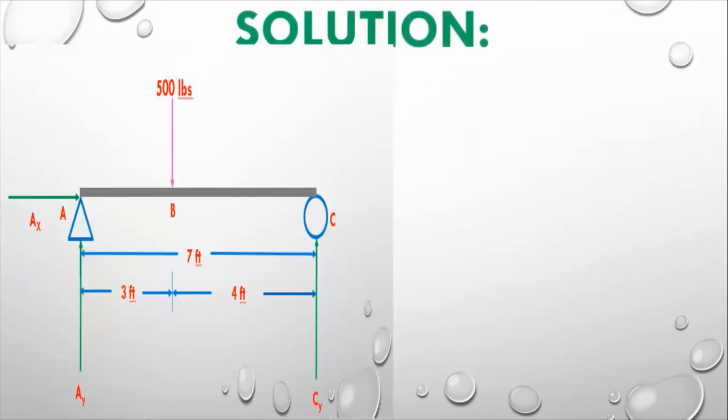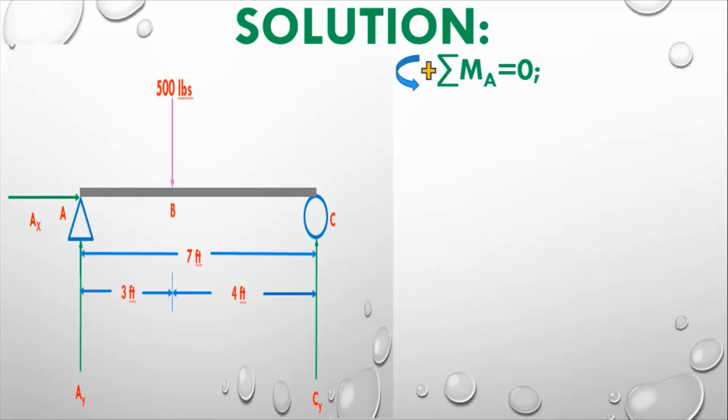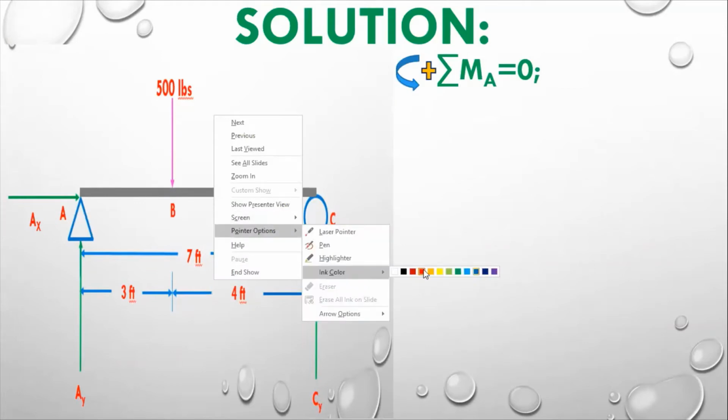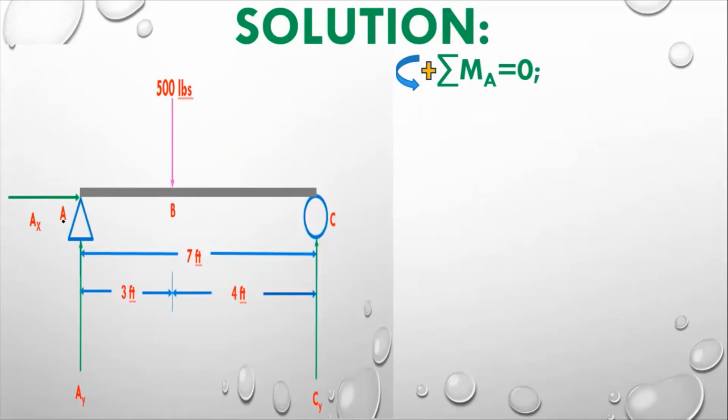Now we have to find the support reactions first, so we sum up moments at A. I always take the anti-clockwise direction as positive, so the clockwise direction should be negative. Let me use my pointer, in a different color, black. If I sum up moments at A, I rotate this force here, so it will be the negative one. And when I rotate CY towards A, it will become positive.